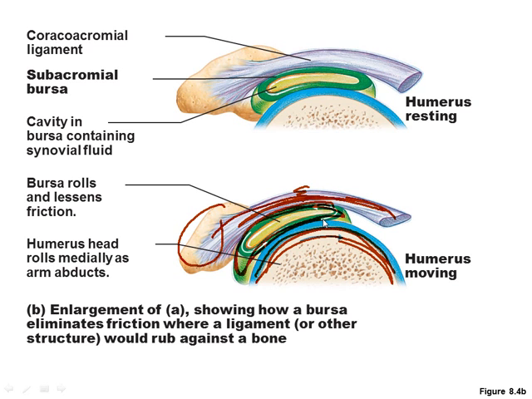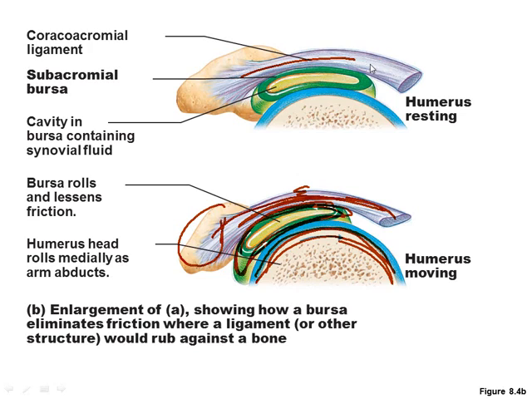Is that where a torn rotator cuff comes in? It could be the ligament that's torn, it could be the tendon that's torn, or it could be bursitis where the bursa is actually damaged. The torn rotator cuff is actually usually a ligament tear.